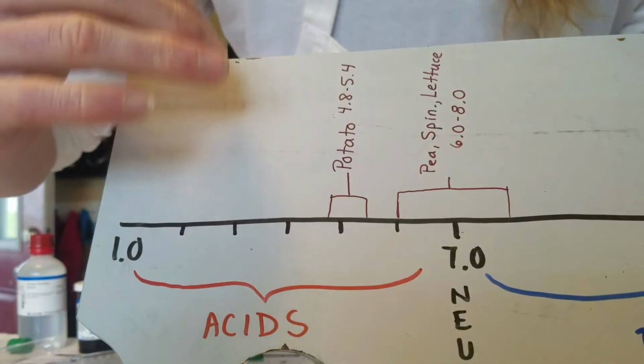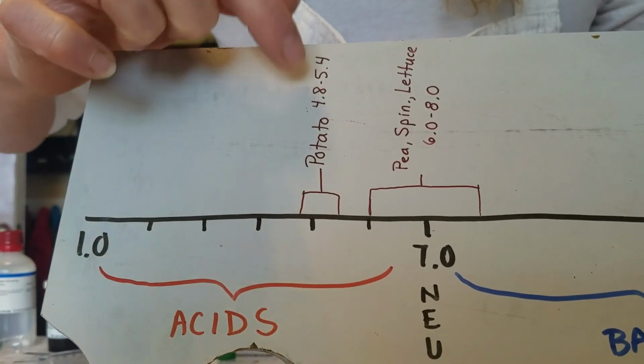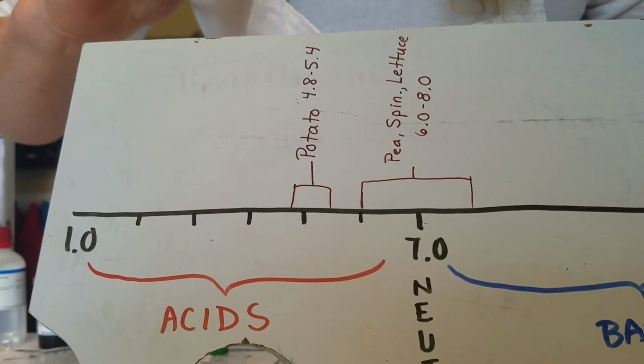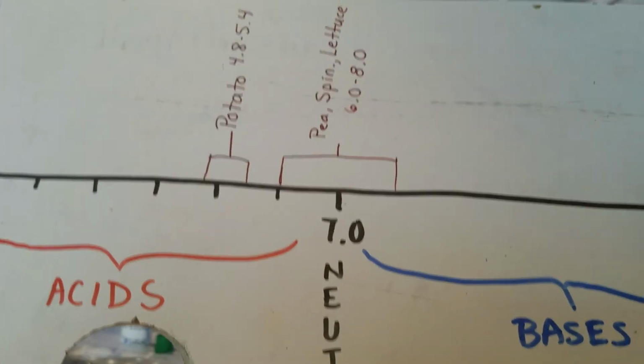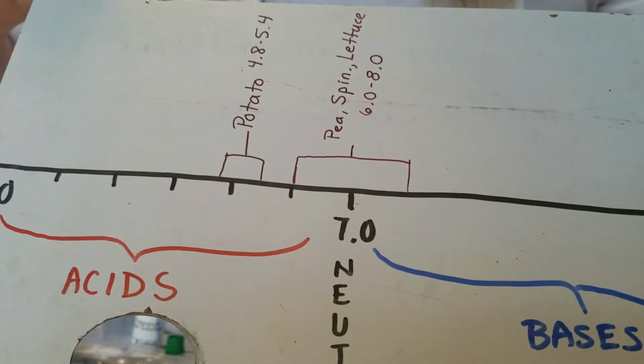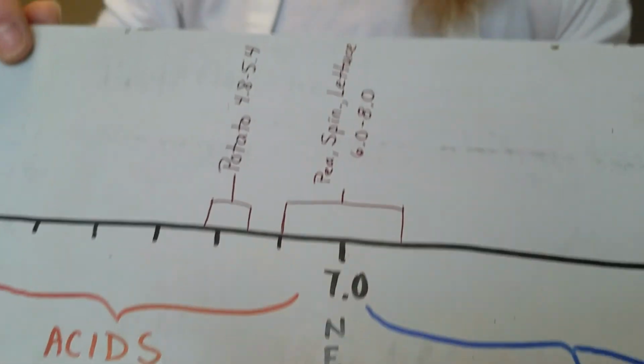And plants like different types of pH. Potatoes like a more acidic soil, between 4.8 and 5.4. And peas, spinach, and lettuce, which we started in the raised beds, like it between 6.0 and 8.0. So they definitely like more of a neutral soil, whereas potatoes like more of an acidic soil.